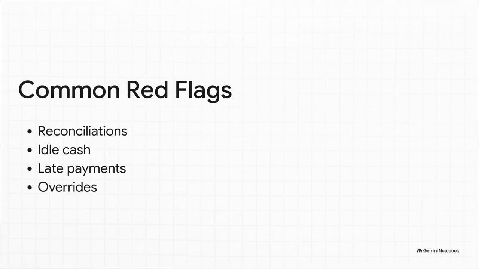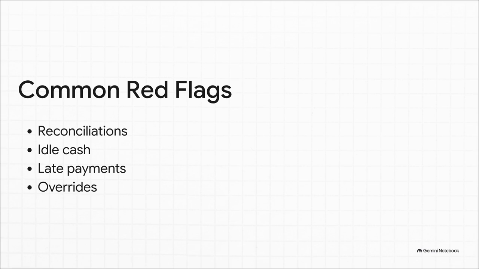Because of that immense connectivity, auditors have to be hyper-vigilant for common red flags. These are your warning sirens. We're talking frequent bank reconciliation differences, large idle cash balances, delays in payments or collections, unauthorized bank accounts, unusual or high-value transactions, covenant breaches, and manual overrides and adjustments.